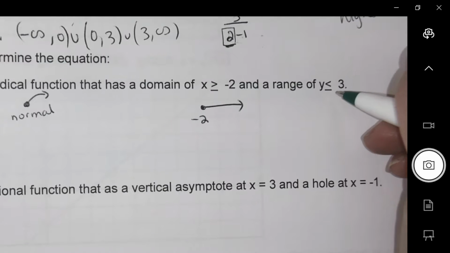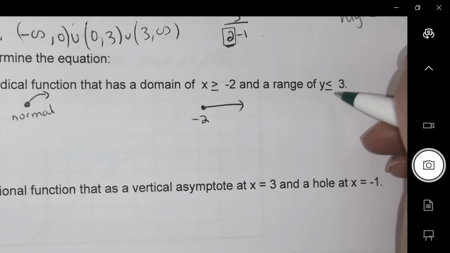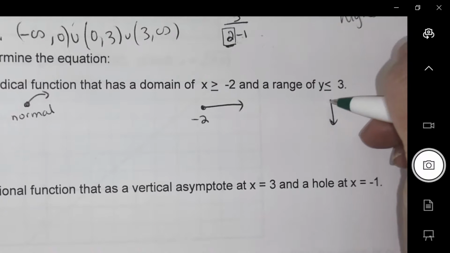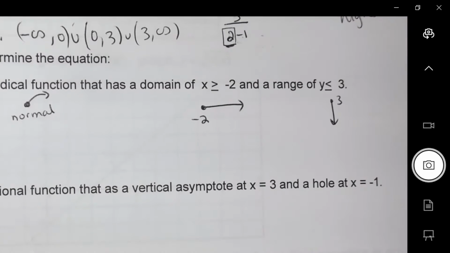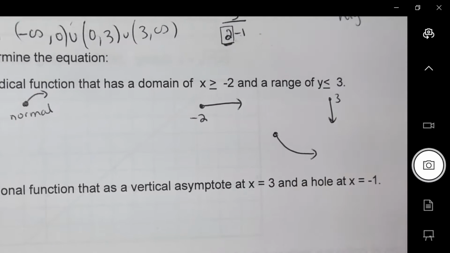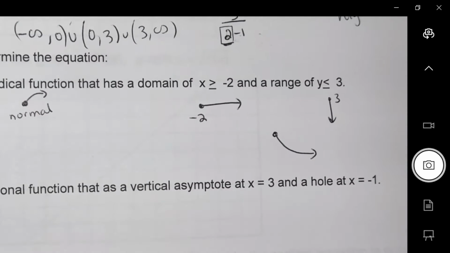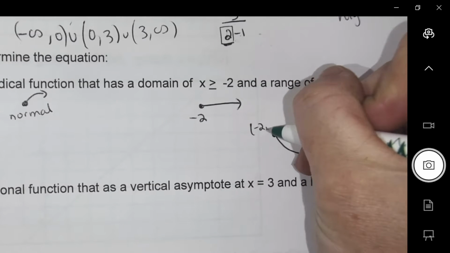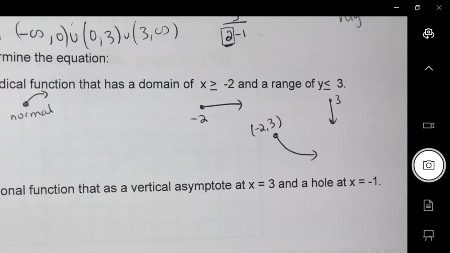And this has y, so is this going up or down? Down. So I'm going like that. So this is what I know. It starts there and it goes in that kind of direction.